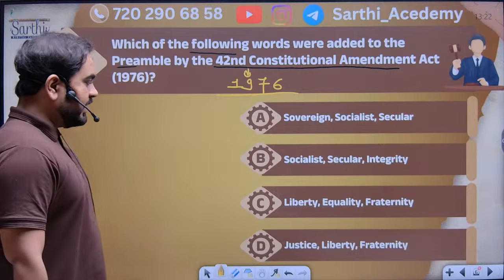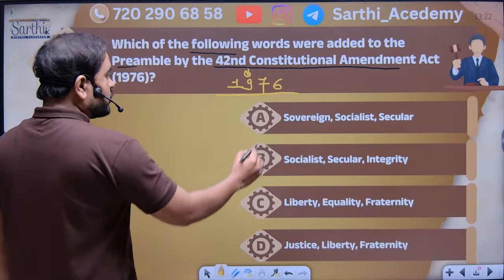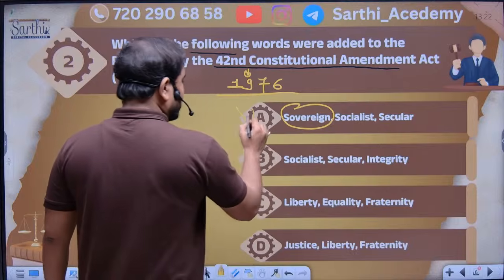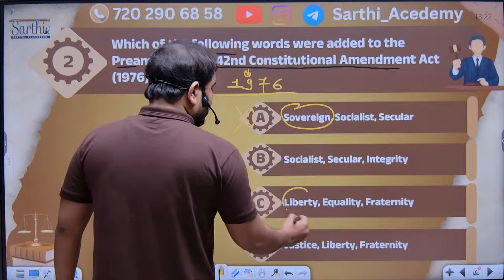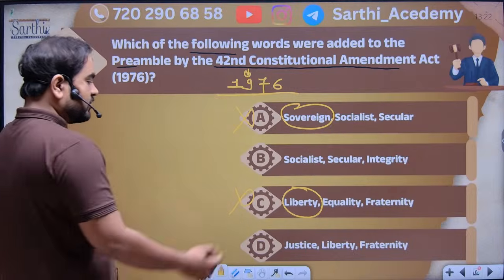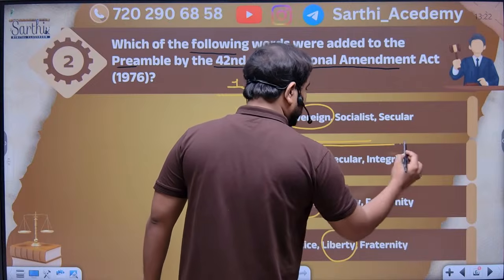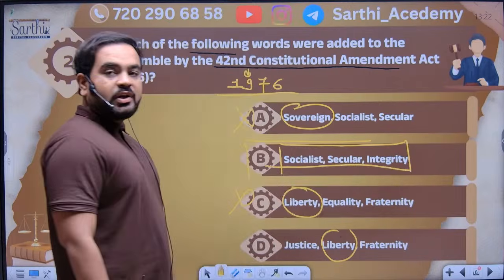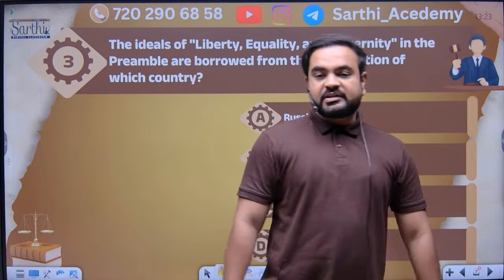Socialist, secular and integrity. Sovereign word was already there, so answer A could not be the answer. Liberty word was already there, so this could not be the answer. Justice, liberty, so liberty was already there, so the answer will directly be B. So B is the answer. The words socialist, secular and integrity were added by the 42nd Amendment, 1976.